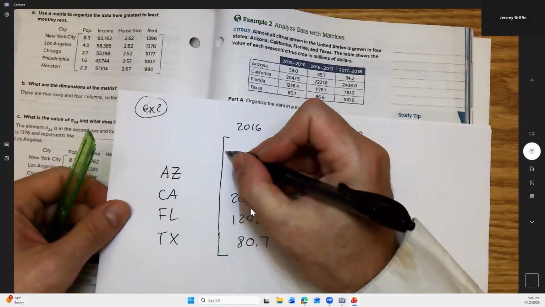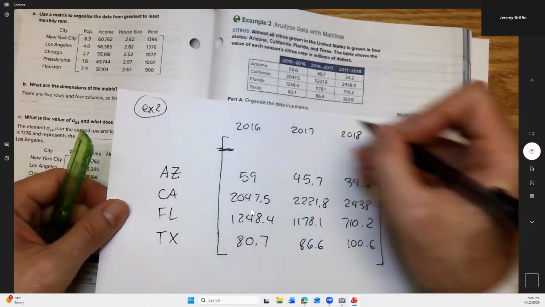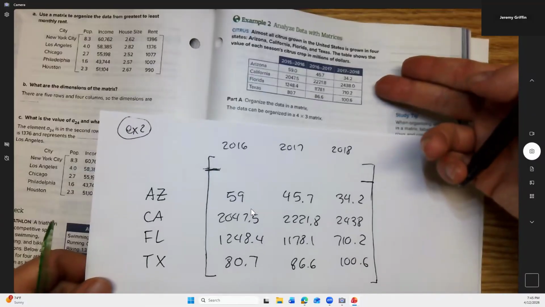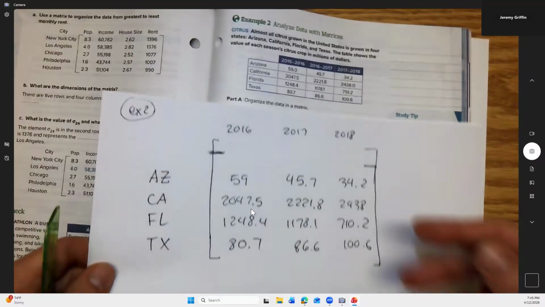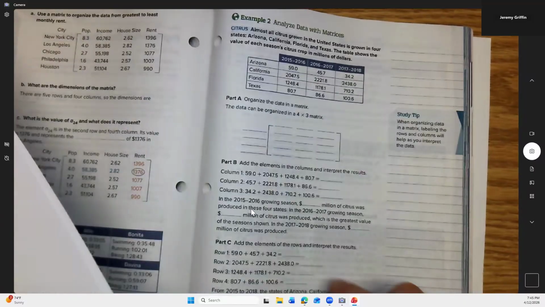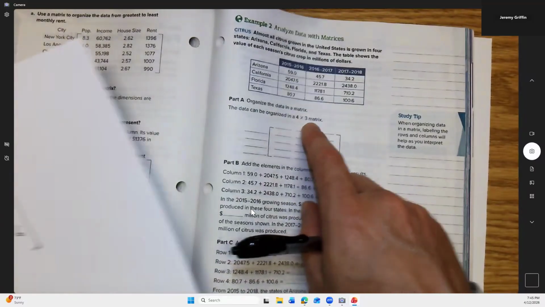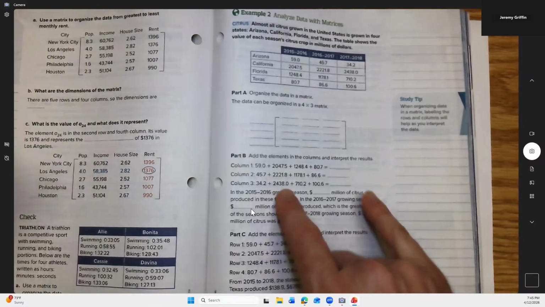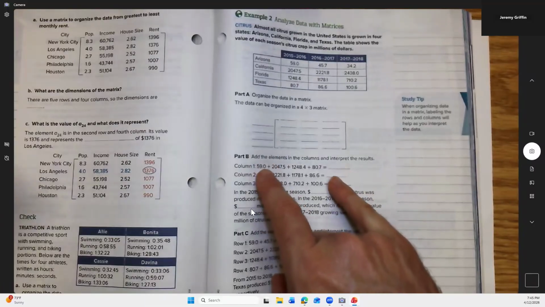I guess I should have brought these brackets down a little bit. Makes sense. Cap it right here. Right, so there's your matrix right there. So really, just take this data and put it in this matrix form, organized in a 4 by 3 matrix. That's a 4 by 3 matrix right there. Okay, add the elements and interpret the results.